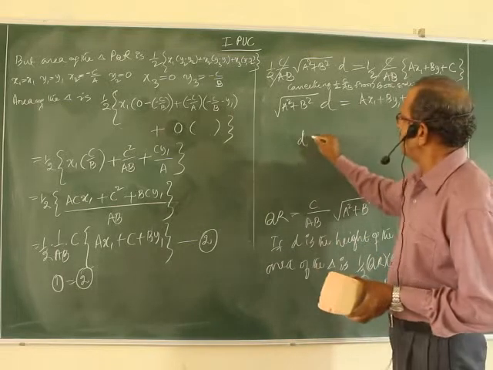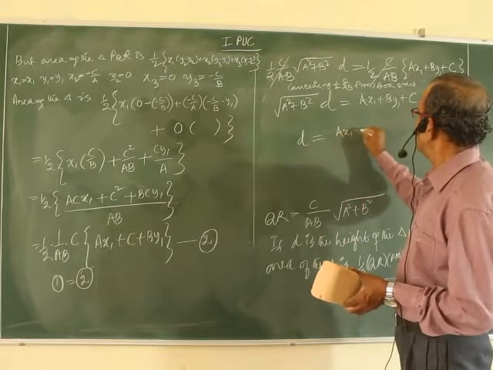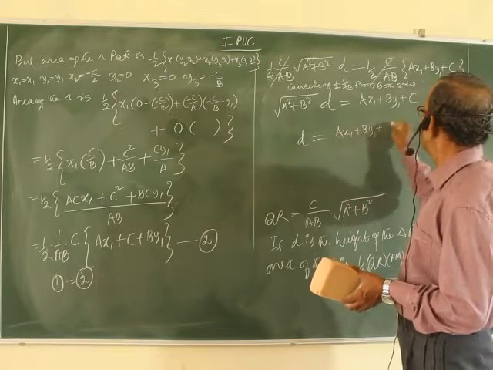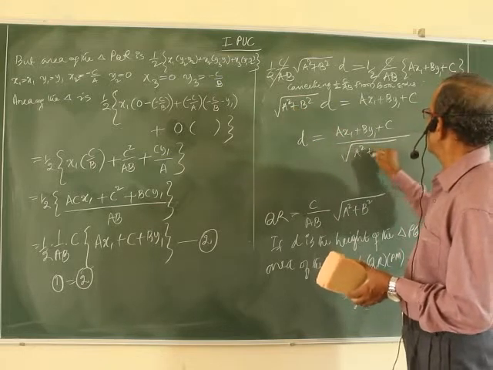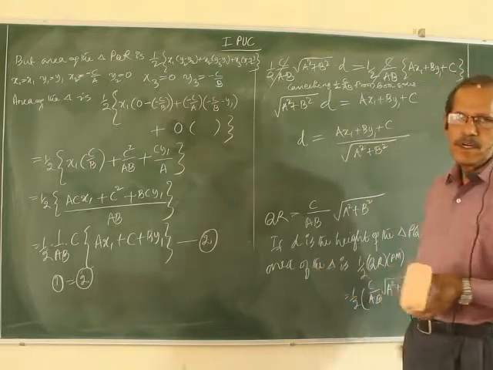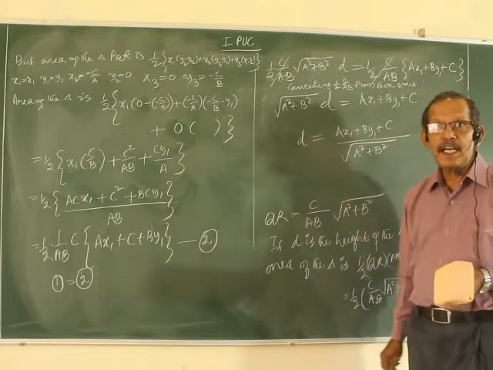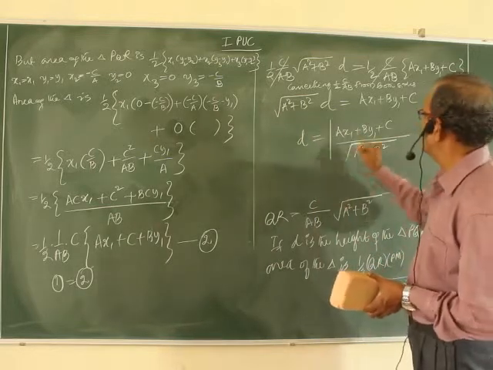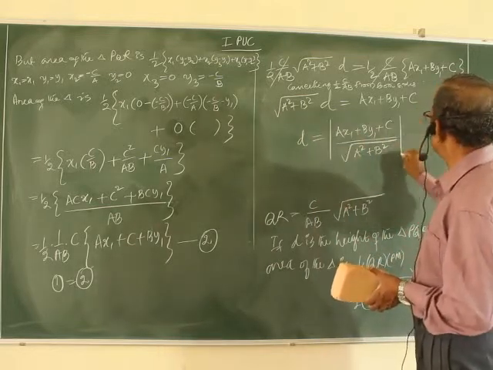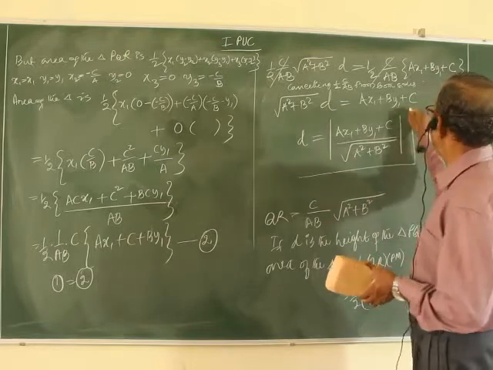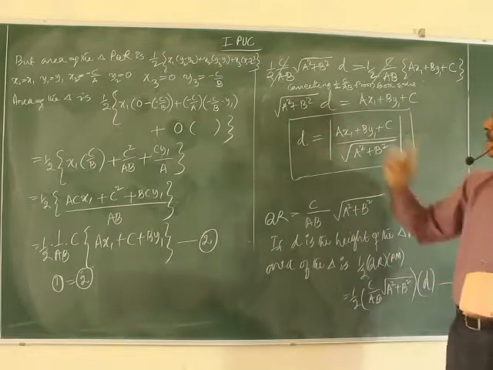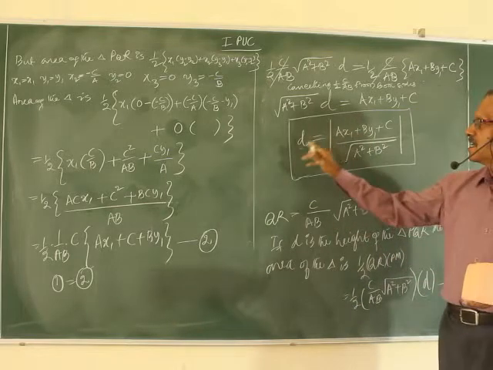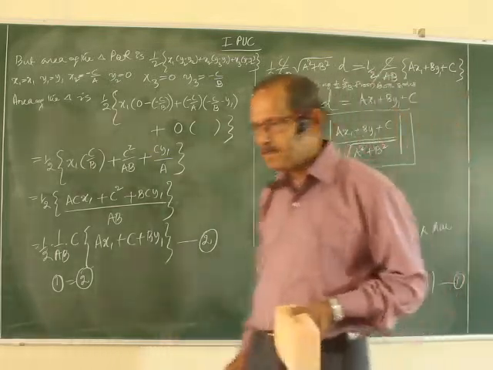So finally, D equal to (AX1 plus BY1 plus C) divided by root of A square plus B square. Since distance, length is always positive, whatever value you get, just write the positive value only. This is one more very important formula to find the length of the perpendicular.